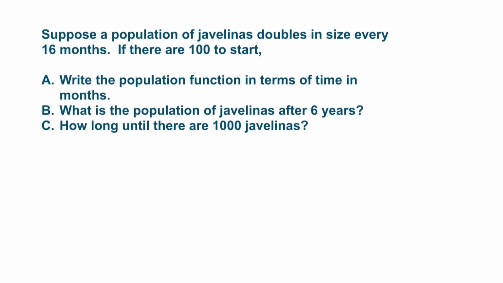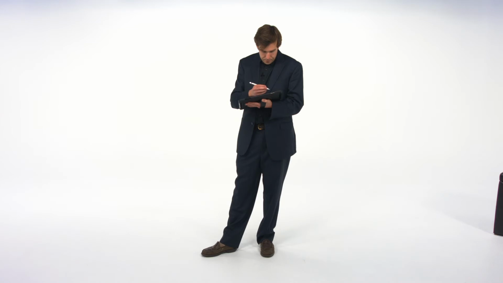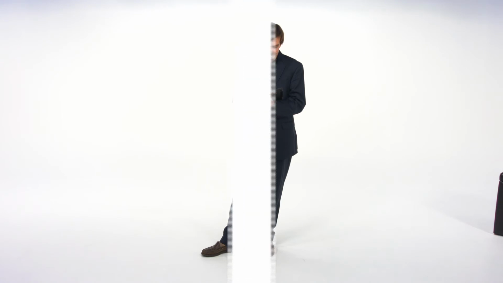And we can ask some questions about this model. First, we want to actually write the model down: write a function for the population after a given time. Then we'll ask, how many javelinas are there after 6 years? And then the most interesting question, how long until there are 1,000 javelinas? So let's do A first. I'll write the function for the population size as a function of time.